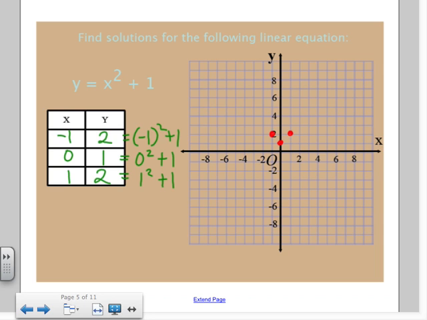So this is not a line. And you might be like, oh no, we did something wrong. But this is okay. This is a different kind of equation, okay? This is actually not linear. This is called nonlinear.